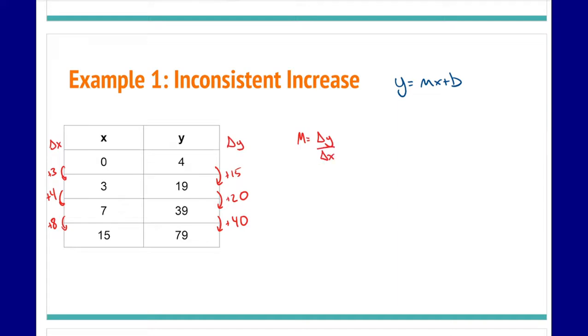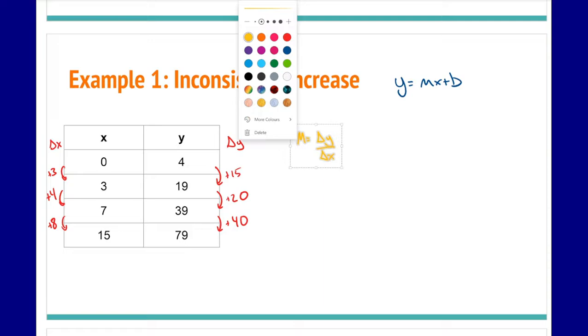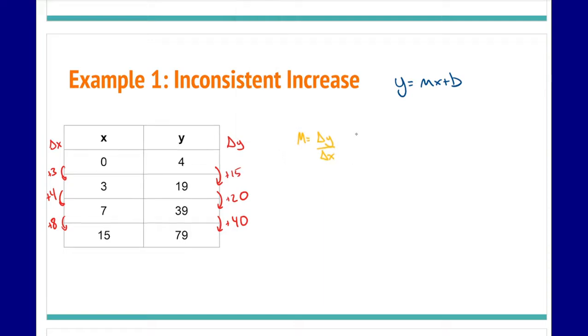I'm going to use different colors here. If I look at the change in y and the change in x, right? What is my change in y and change in x? Well, I have multiple options. So let's take a look at the first pair. What are we changing by? Well, our y is changing by 15 over our x, which is changing by 3. 15 over 3 is 5.